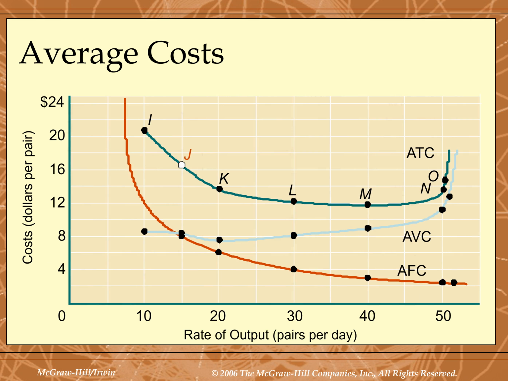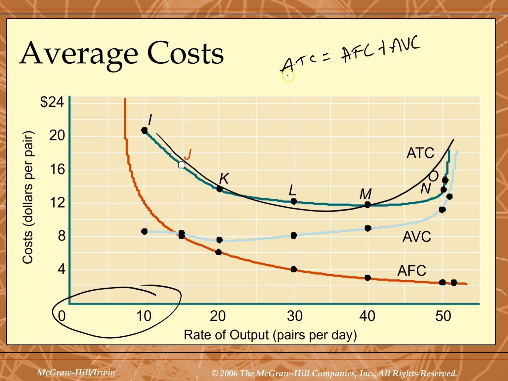And graphing it looks pretty straightforward. Notice how ATC has got this little kind of smiley face here. That's because ATC equals AFC plus AVC. And at the early rates of output, most of your average total cost is average fixed cost. And since average fixed cost is always falling, it's bringing down ATC. But as you increase output, AVC becomes a bigger and bigger part of ATC, and AVC is always rising. So this rising AVC eventually brings up ATC.